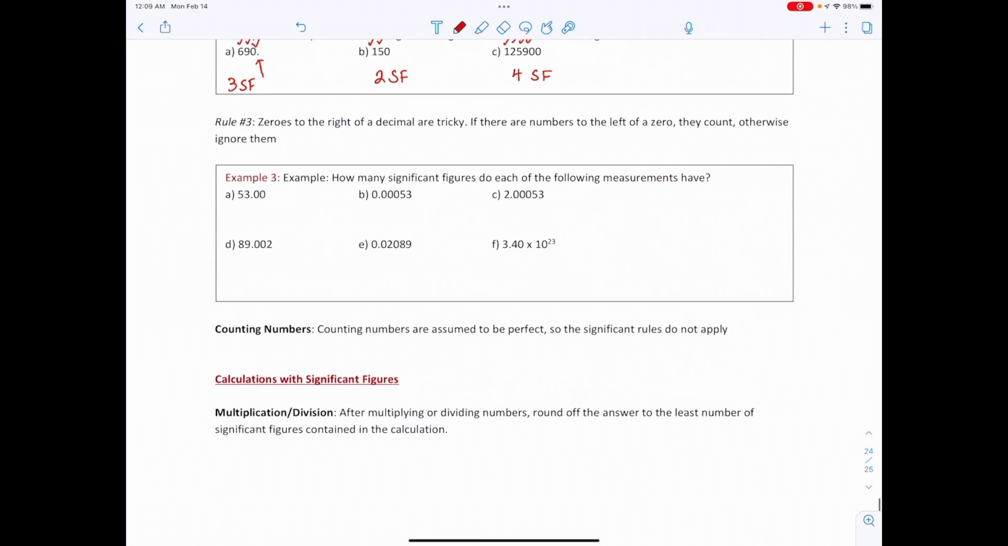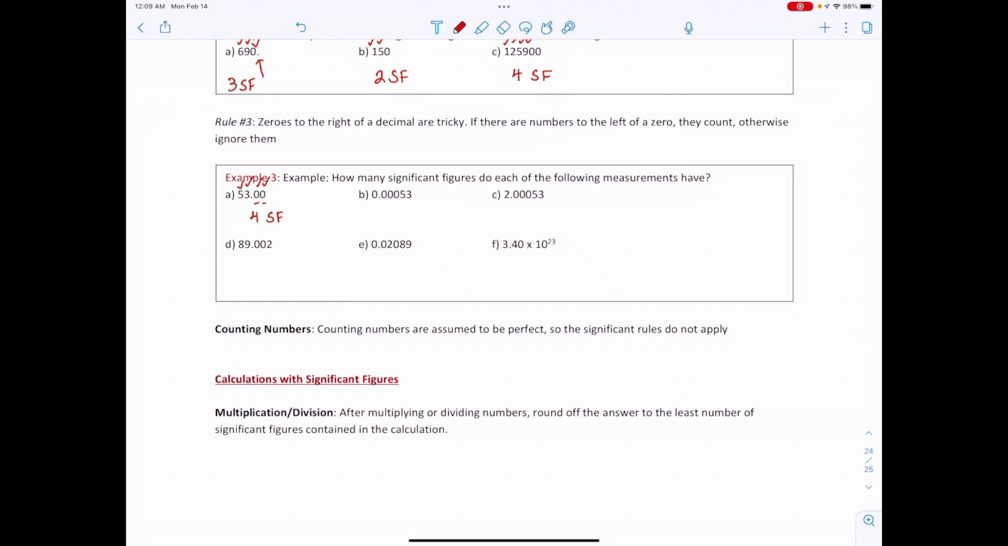Rule number 3, zeros to the right of the decimal, are a little bit more tricky. If there are numbers to the left of the 0, they will count. Otherwise, we're going to ignore them. So if we took a look at A, we have the 5 and the 3. These are non-zero digits, so they count. These zeros here are to the right of a decimal. Yet when we look to the left, we eventually see digits, the 3 and the 5. So these zeros will count for a total of 4 significant figures.